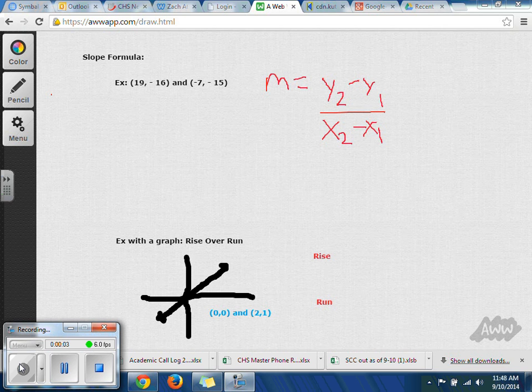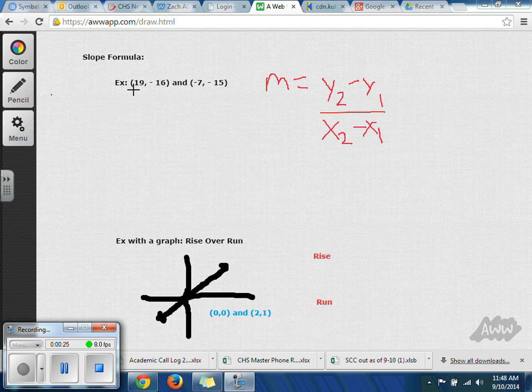So today I'm going to be showing you two examples of how to find slope. One using 2 points and one with a graph. The first one, when you have 2 points, the easiest way to do this is to use the formula y2 minus y1 divided by x2 minus x1.